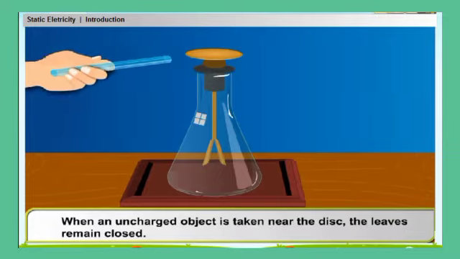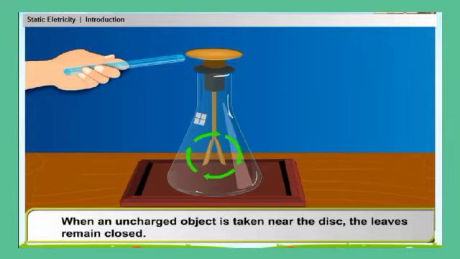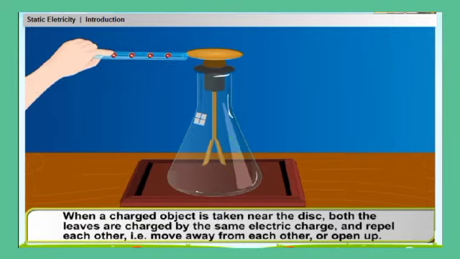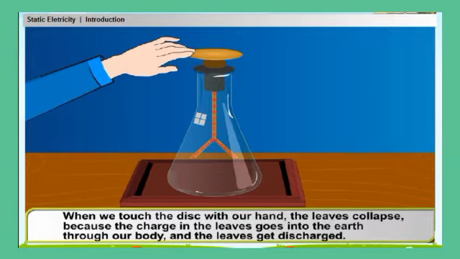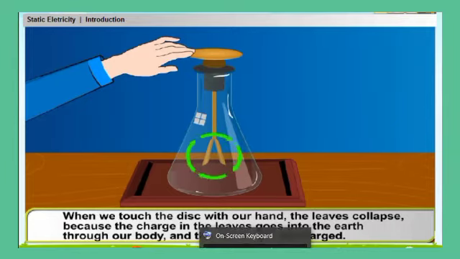When an uncharged object is taken near the disc, the leaves remain closed. When a charged object is taken near the disc, both the leaves are charged by the same electric charge and repel each other. That is, they move away from each other or open up. When we touch the disc with a hand, the leaves collapse because the charge in the leaves goes into the earth through our body and the leaves get discharged.